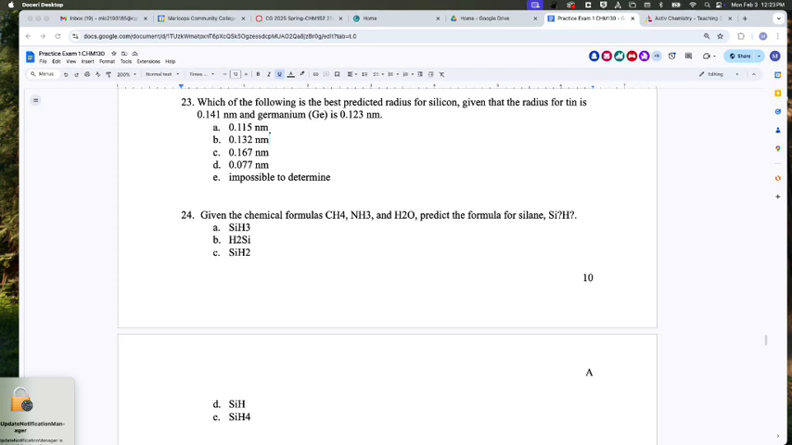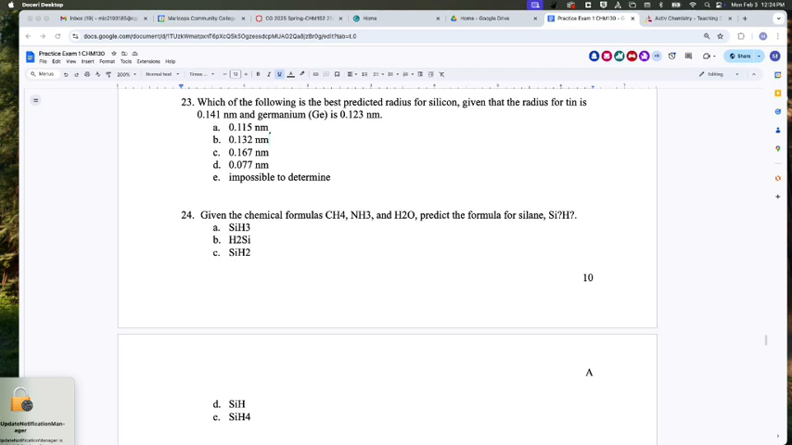So I capitalize all the other ones. Silicon has the symbol S, which is half right. Si, tin Sn, germanium Ge. Cool. Okay, so if we go through and look at this, the radius for tin is 0.141 nanometers, and germanium is 0.123 nanometers. How could I ever possibly understand what the radius for tin or silicon would be?